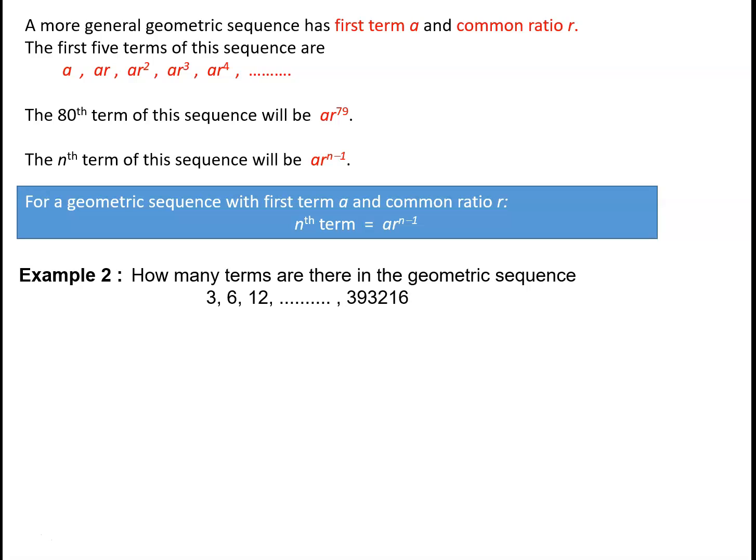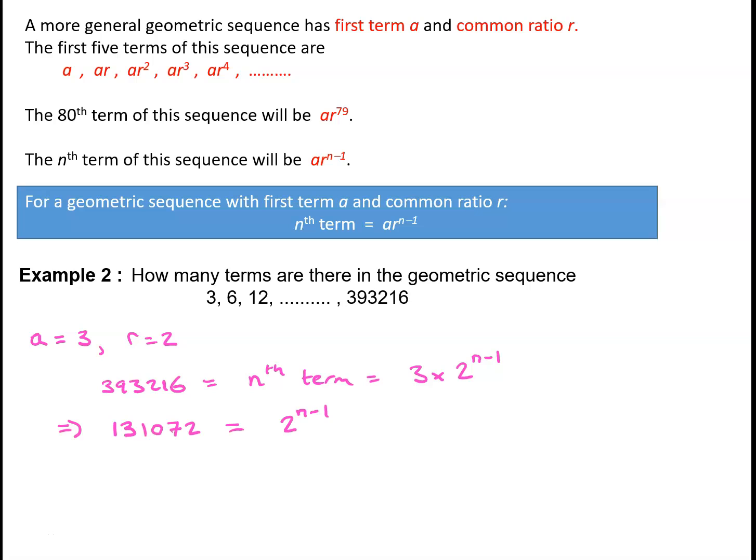393,216. We've got a geometric sequence in which the first term is 3 and the common ratio is 2. If there are n terms in the sequence, then 393,216 is the nth term in the sequence, which is 3 times 2 to the power n minus 1. Dividing by 3 gives me 131,072 is 2 to the power n minus 1.